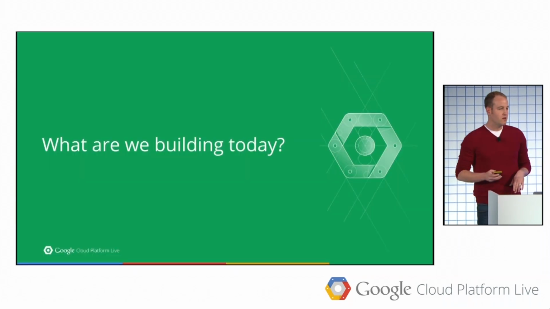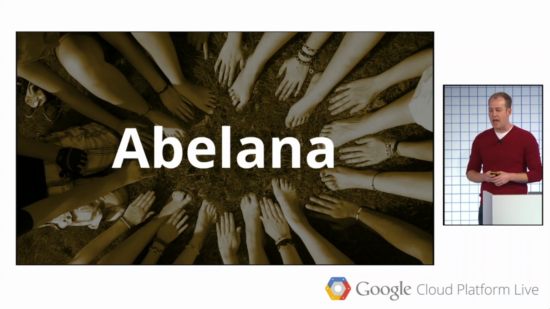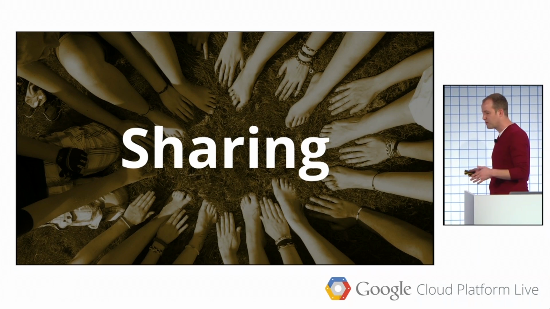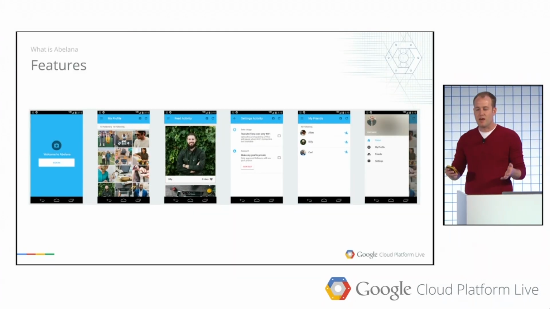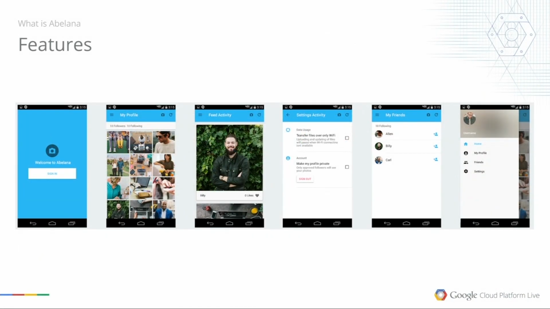So what app are we building today? The name of the app is called Abelana, and it is a sharing app. Abelana means sharing in Zulu, and sharing is really the heart of what this app does. It's a feed application that allows you to upload a photo to a bunch of followers and then have them like or upvote those pictures.